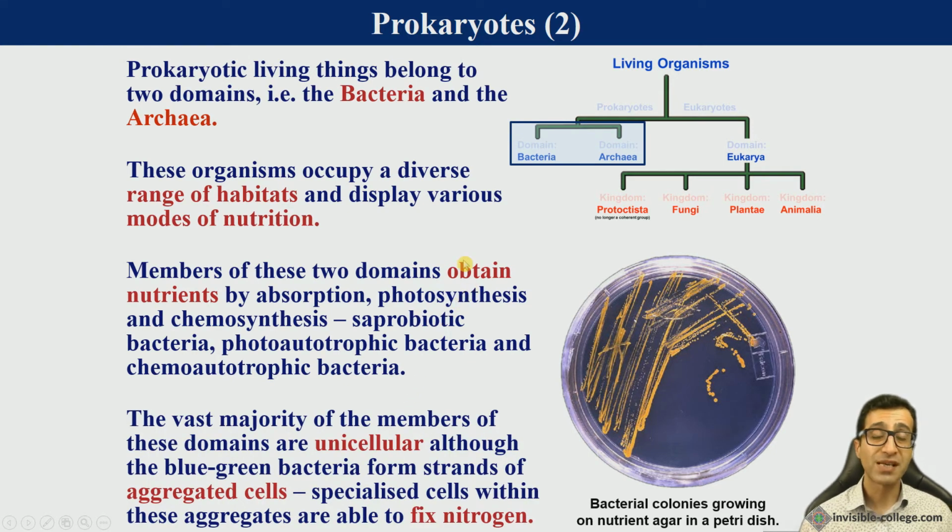So the vast majority of the members of these domains are unicellular organisms, although sometimes they can organize themselves into colonies. So for example, blue-green algae can form aggregated cells, and these can form chains and other types of colonies as well. Now, specialized cells within these aggregates are able to fix nitrogen.